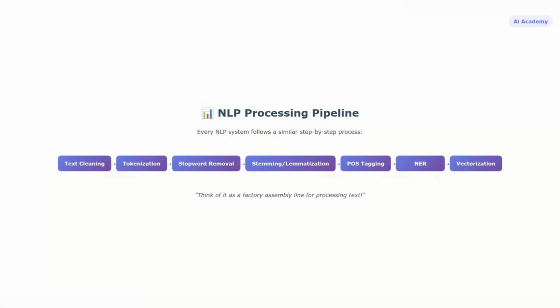Now let's talk about the typical NLP workflow. Think of this as a step-by-step recipe that computers follow to process human language. Every NLP application goes through similar stages, and understanding this pipeline is crucial for anyone working in NLP.